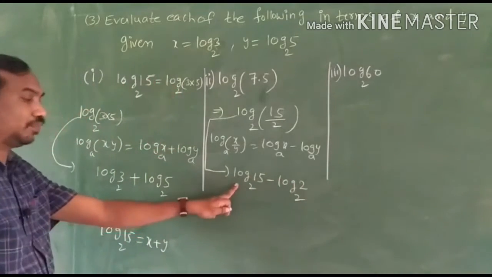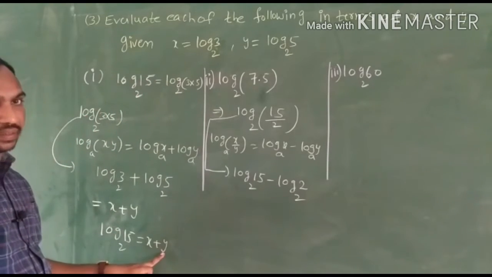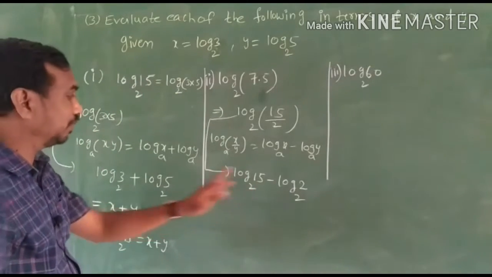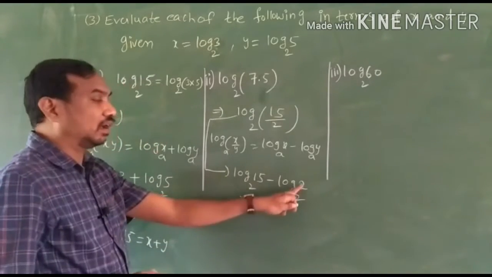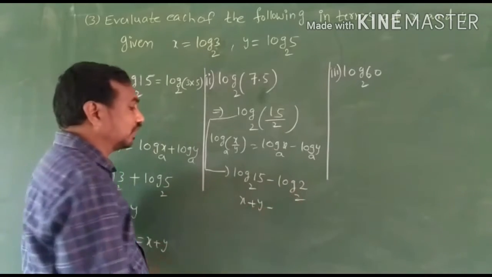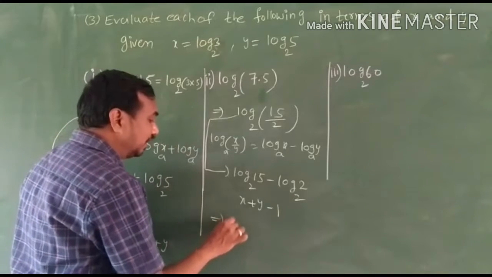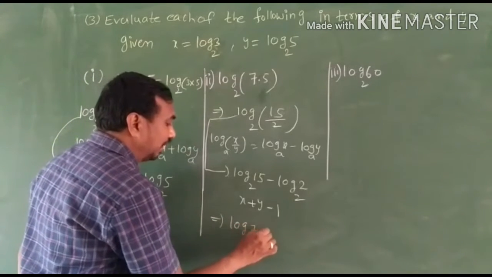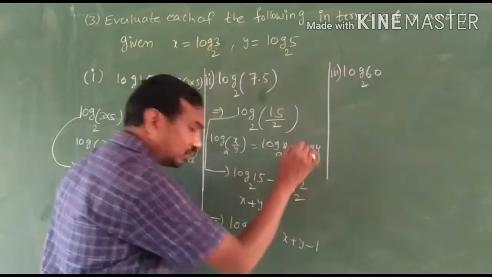So in the previous problem, the log 15 value we got was x plus y. So log 15 base 2 can be written as x plus y minus log 2 base 2. Log 2 base 2 means log a base a is always 1, that is x plus y minus 1. So you can write log 7.5 to the base 2 as x plus y minus 1.